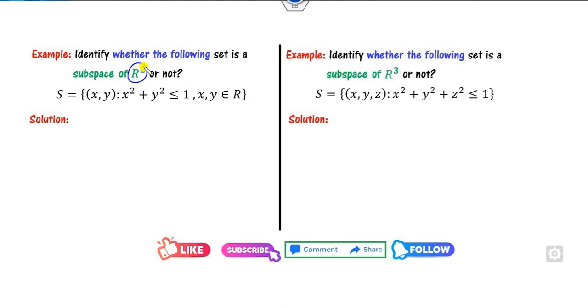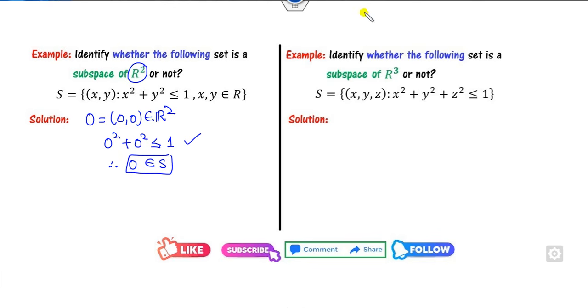Now again it's R2. I can start from the 0. So (0, 0) is part of the R2. Check whether this property is satisfied: 0 squared plus 0 squared is less than or equal to 1. Satisfied. Therefore 0 belongs to S.